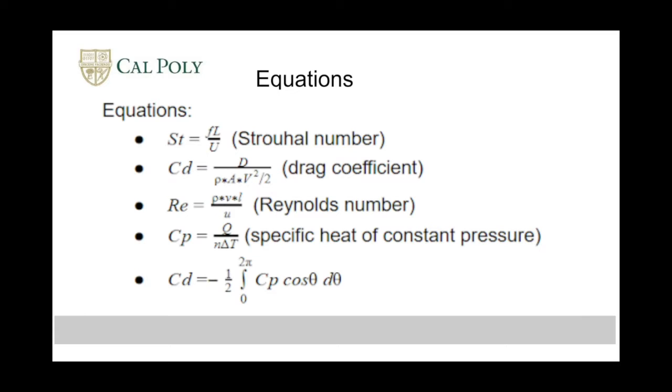Specific heat capacity at constant pressure characterizes the amount of heat required to change a substance's temperature at a constant pressure.